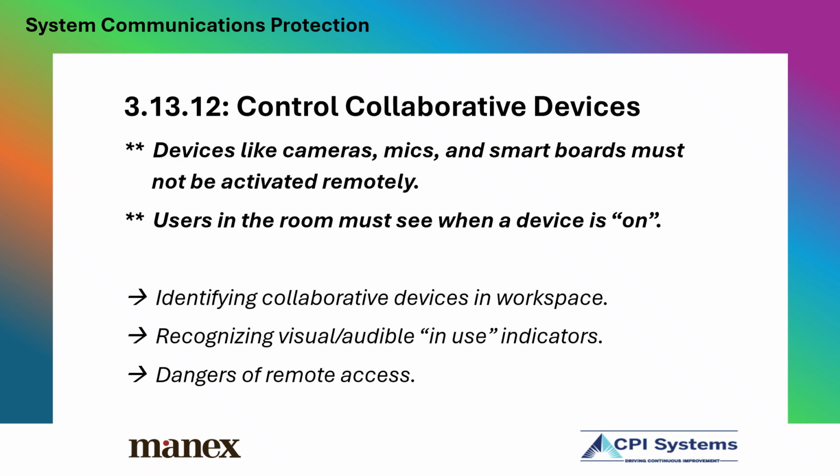Sometimes they're used for training. And then even smart lighting and environmental controls can fall within this. These are wireless charging stations and shared docking hubs as well. Recognizing these collaborative devices and whether they're in use becomes important. Dangers of remote access open up a big risk here. There should be no surprise recordings, basically. Devices must indicate when they're live, and IT must prevent remote activation so that Sam always knows if she's on camera or not.